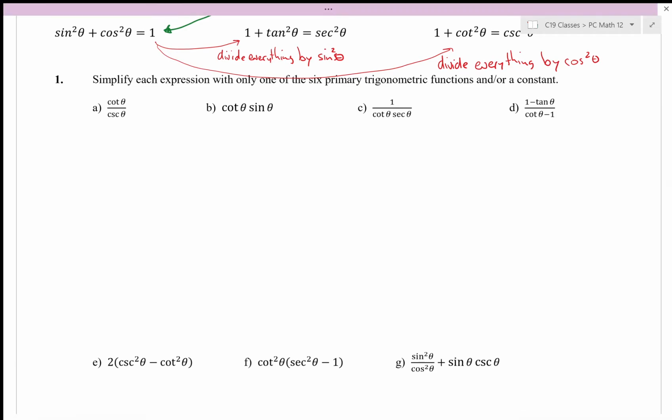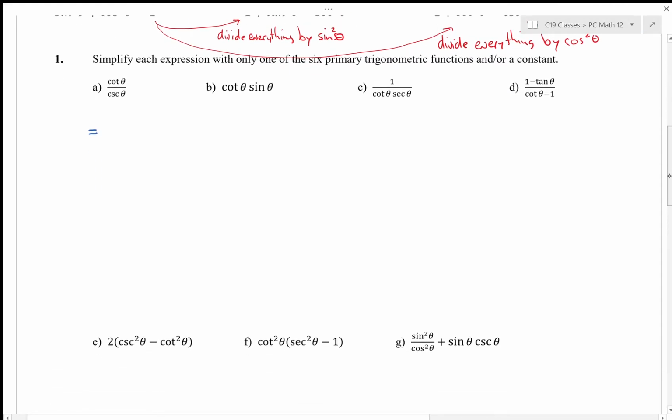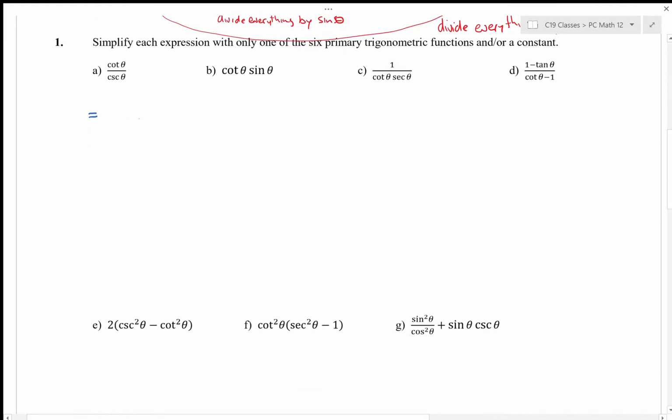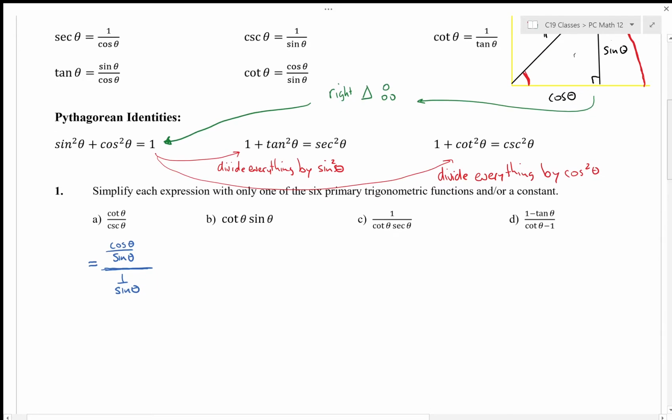So one of the primary strategies is to change everything to sine and cosine. In this first question, I would put another equal sign here, and cotangent theta, which you can look up at the top. Cotangent theta is equal to cosine theta over sine theta. So I put a big fraction bar, which represents the fraction bar in the expression at the beginning, and then I go cosine theta over sine theta. And on the bottom, cosecant theta is equal to 1 over sine theta. You can see that up above here as well.